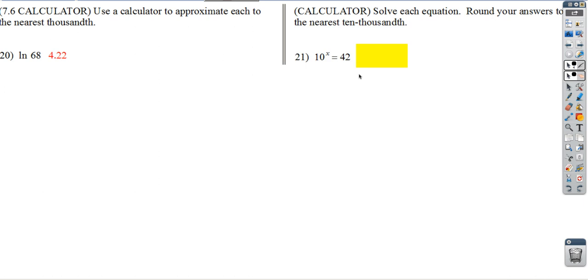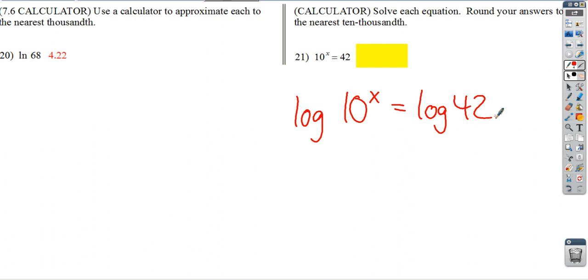Alright, so 21, it says solve each equation. So we want to take the log of both sides because that's the only way to get this. We don't want to divide by 10 because we see what's being done to x and do the opposite. x is not being multiplied by 10, so we don't divide by it. x is being raised to an exponent, and the opposite of raising to an exponent is taking the log of both sides.